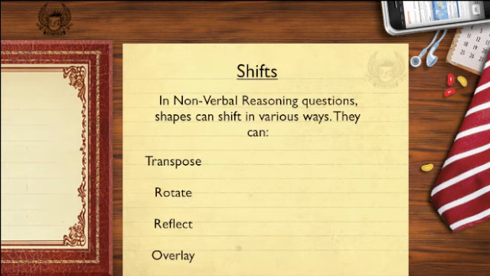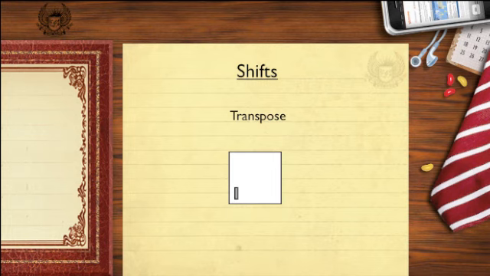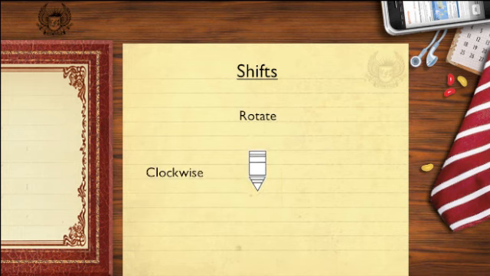In non-verbal reasoning questions, shapes can shift in various ways. They can transpose, they can rotate, they can reflect, or they can overlay. When a shape is transposed, it changes its position, like this. When a shape rotates, it can rotate clockwise, like this, or it can rotate anti-clockwise, like this.